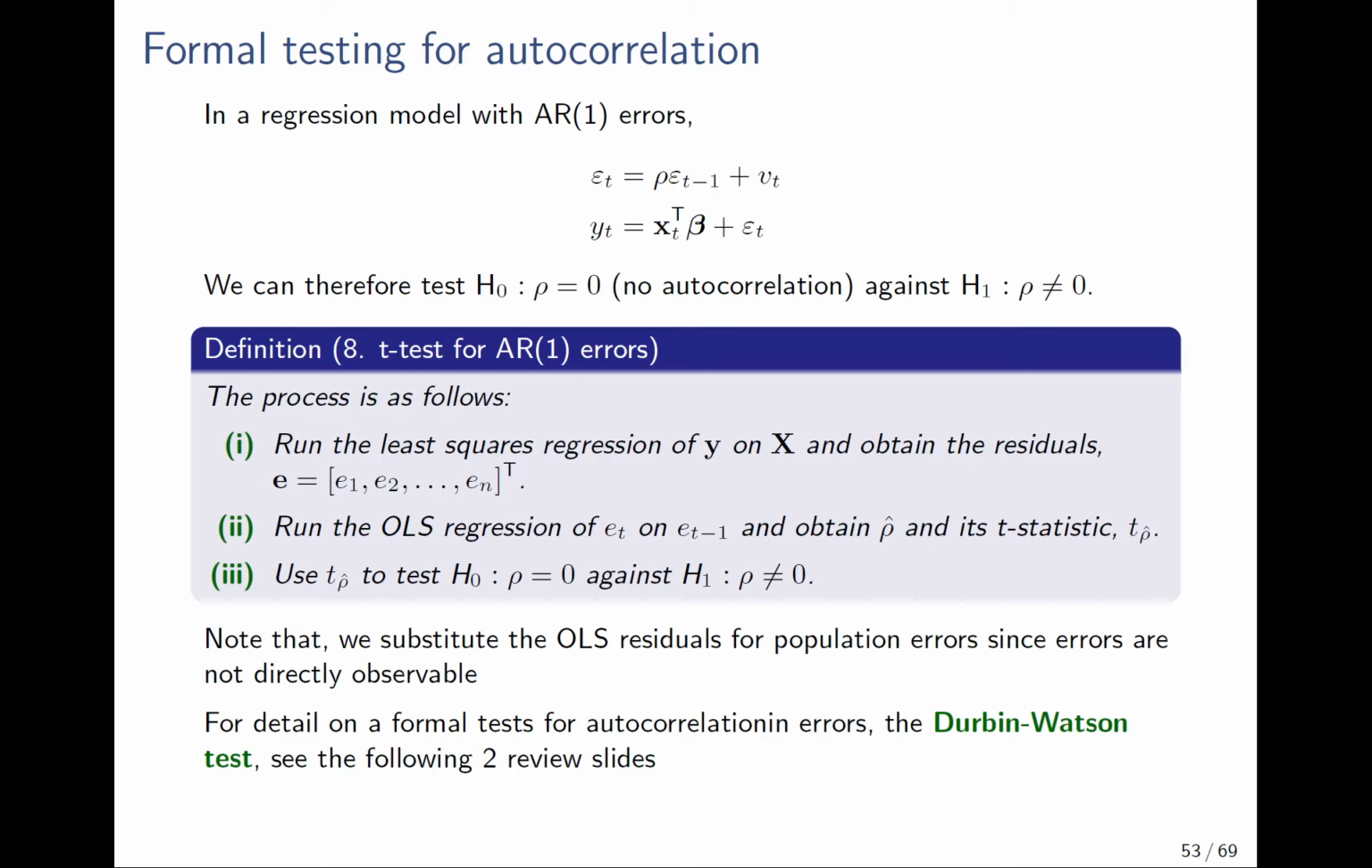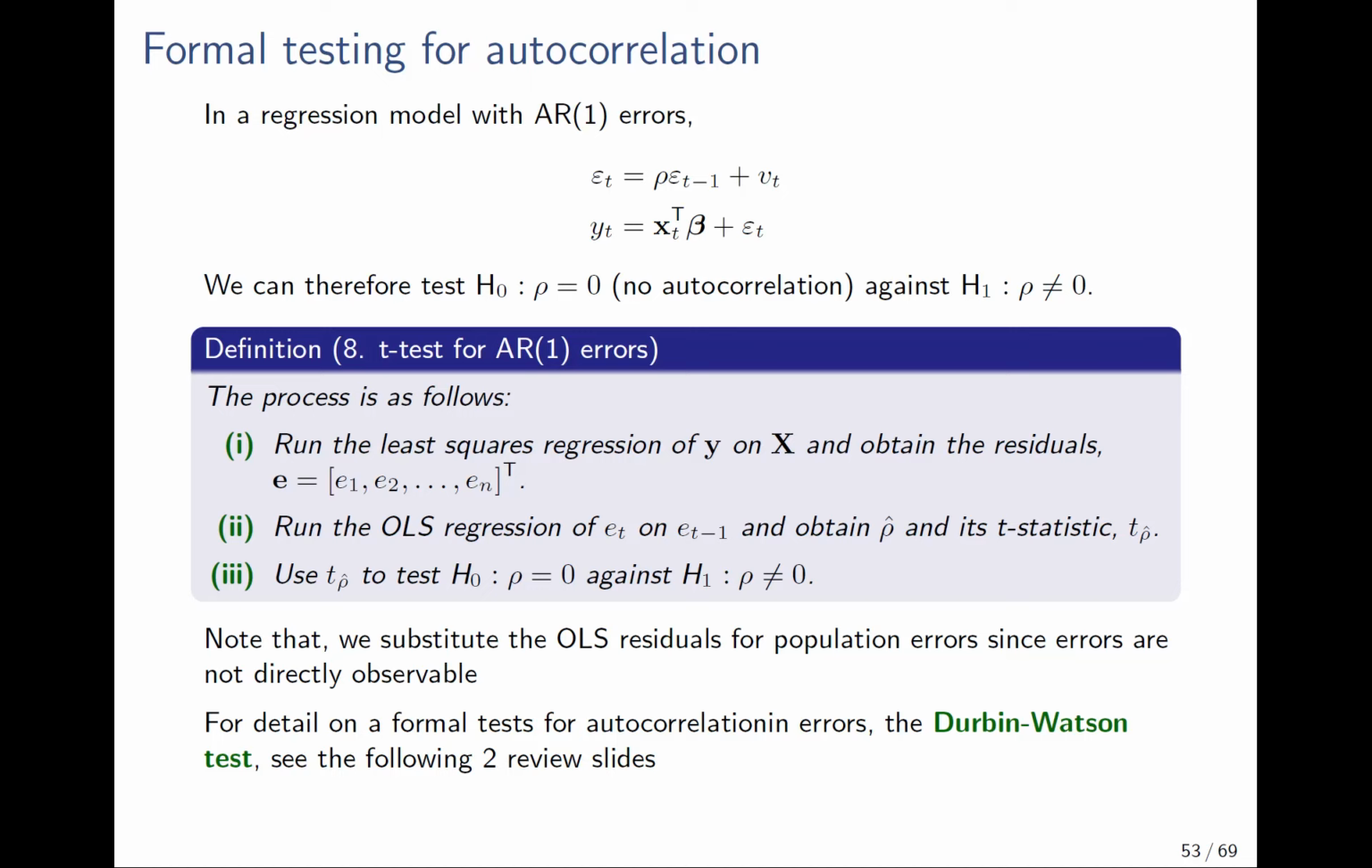Well, in a regression model, and we'll focus on the case of AR1 errors, what we're going to do is test the null hypothesis that rho is equal to 0, which is where there would be no autocorrelation. And we're going to test that against the alternative hypothesis that rho does not equal 0. And the simplest way that we could do that is given in definition 8. This is the t-test for AR1 errors.